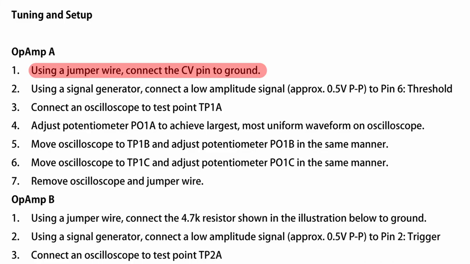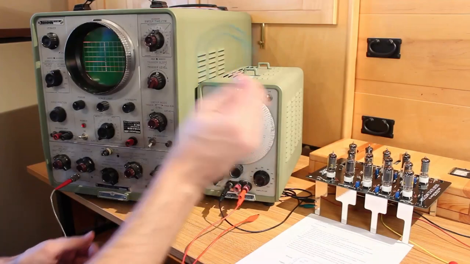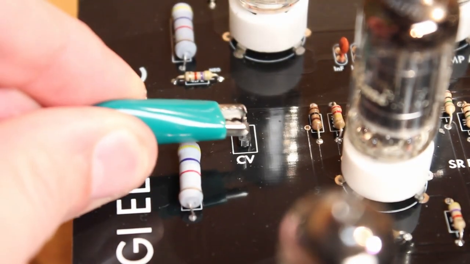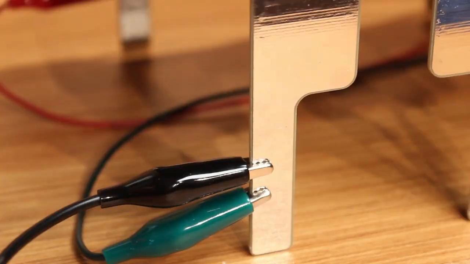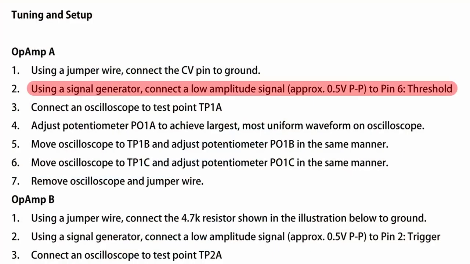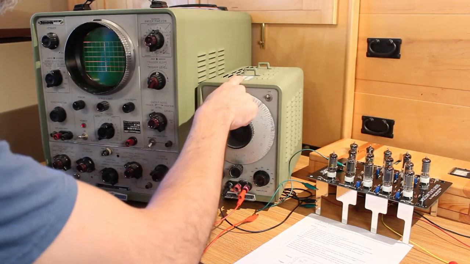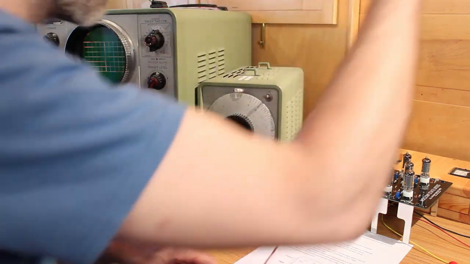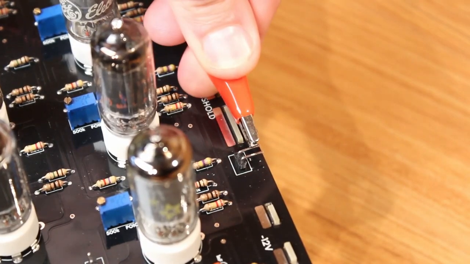Step number one says, using a jumper wire, connect the CV pin to ground. So I've got the jumper wire here, so we're just going to connect that up to the CV pin right there, and then we'll connect that up to the ground leg right over here. Step number two says, using a signal generator, connect a low amplitude waveform to pin 6 threshold. That's what the signal generator here is doing. I've got my cable right here, so we'll just bring that around and connect it up to threshold.